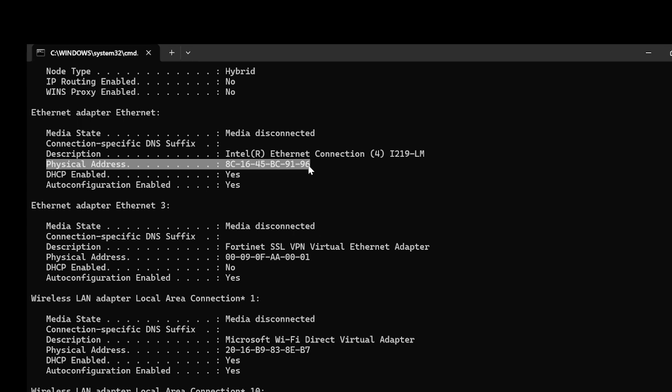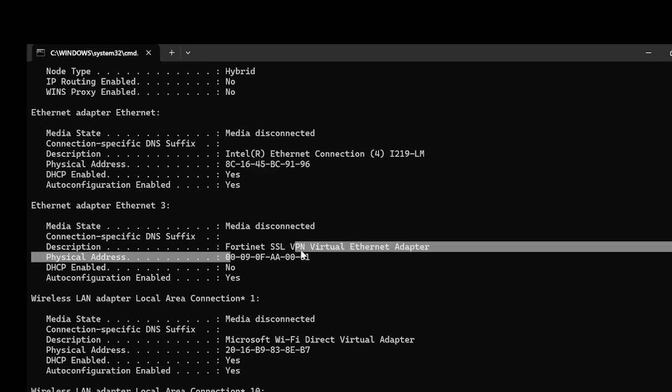8C1645BC9196. It is a 12-digit alphanumeric number. Alphabets and numerical numbers will be there. Okay. And if you see the second one, Ethernet adapter 3, that is also in a disconnected state, but you still see it has got a physical address, which is 009 090F AA0001, and that is different from the first one. This one, see, that is different and this is different.